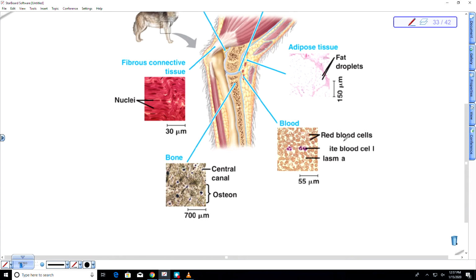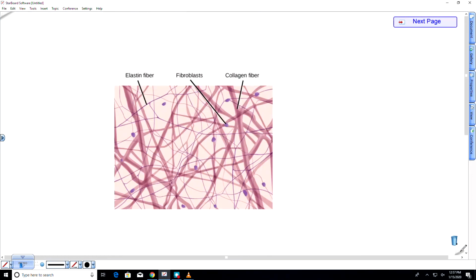Okay, so these are examples of connective tissue. So this is that loose connective tissue. This would be the fibers. And the fibroblasts here show the nucleus. Those are the cells that are embedded in the matrix and are actually producing those fibers. And the bigger ones are the collagen fibers, and the darker, smaller ones are the elastic fibers.